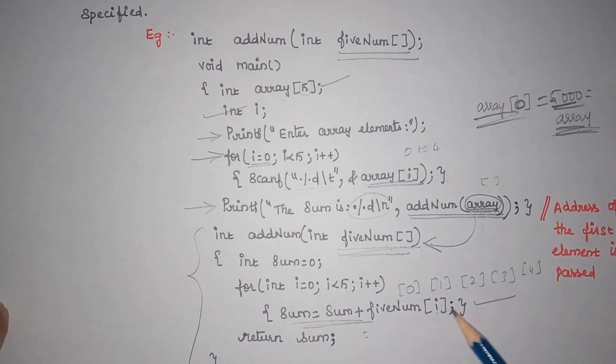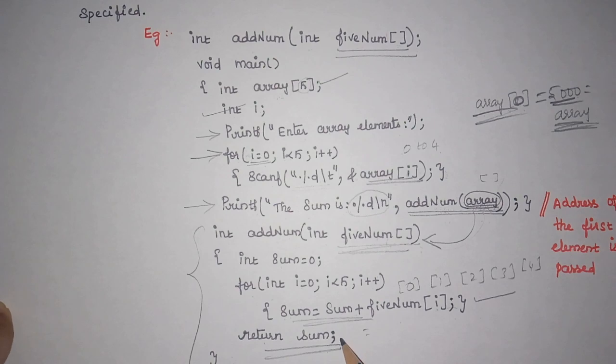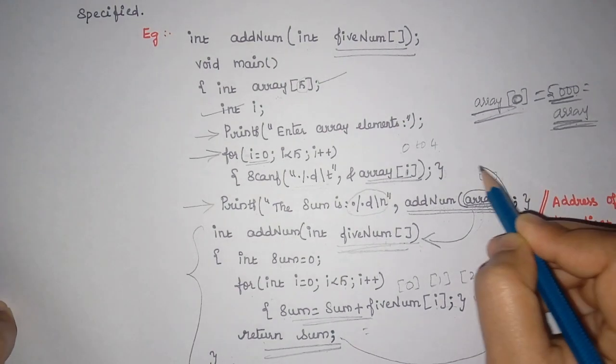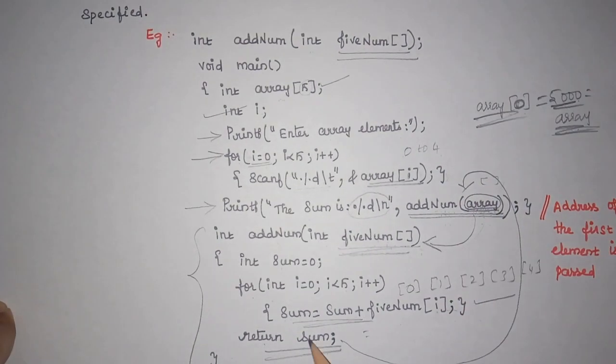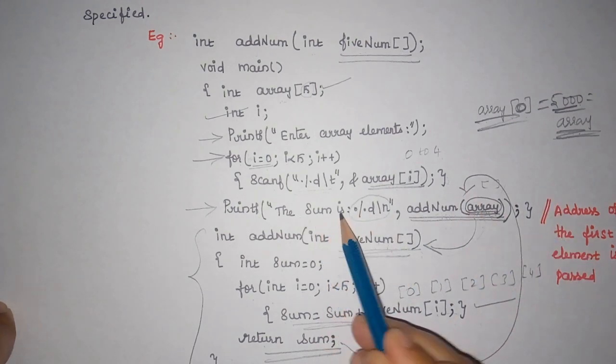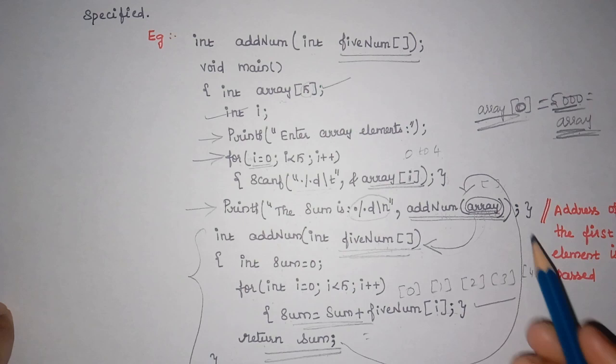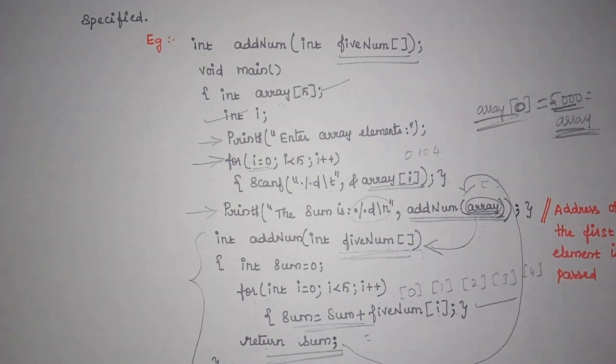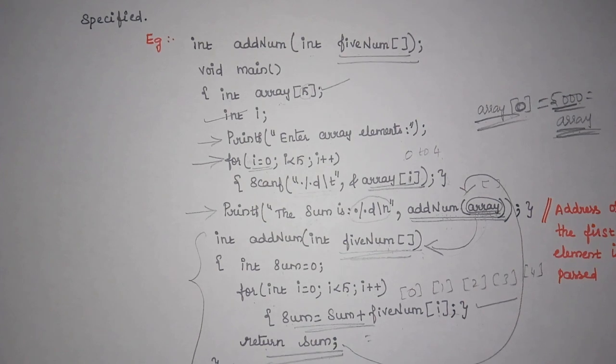After finding the sum, now we have to return the sum, because here the return type we are using is int. So this will return the value of sum. If it returns the value of sum, where will the value be? The value will be passed here as the result. Now it will print the sum is. So the result will be printed here, right? After adding all the elements, the result will be printed in this statement directly.